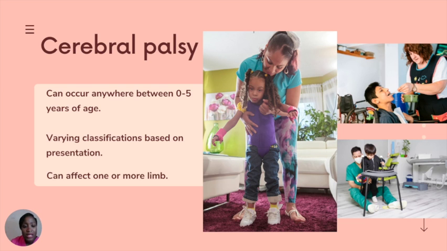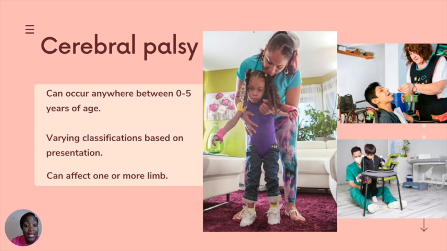Cerebral palsy. Some of us may have heard about this common condition before. It can occur anywhere between ages 0 to 5 years of age, and there are varying classifications based on the presentation of the child. A very key note in the presentation of children with cerebral palsy is that many tend to be spastic, and when I say spastic, I mean tight. Sometimes it affects all 4 limbs, sometimes just half of the body or just one limb. All this will be dependent on what type of classification the child is diagnosed with.